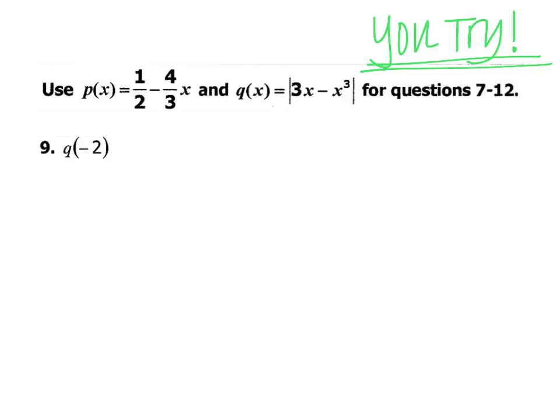All right, I want you guys to try number 9 on your own. Remember to first identify which function you're using and then plug that value in. When you come back, I'll have the answer written on your screen and we will go through it together. So go ahead and pause your video now.